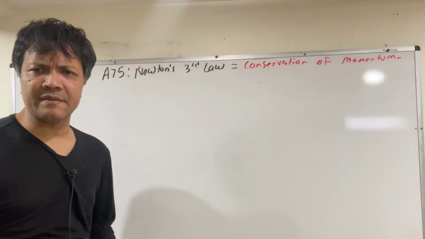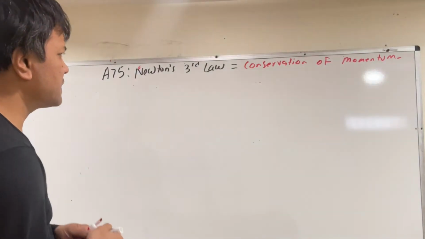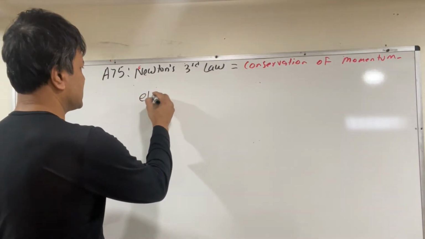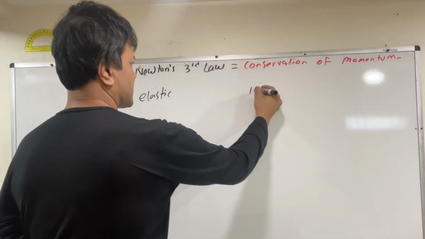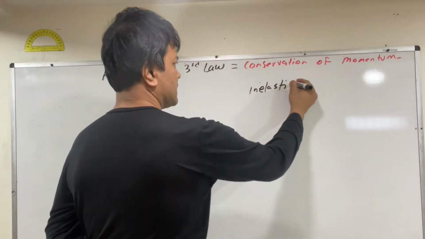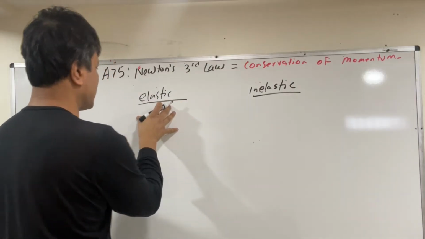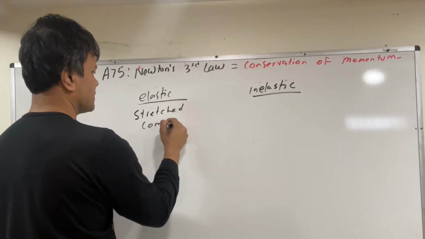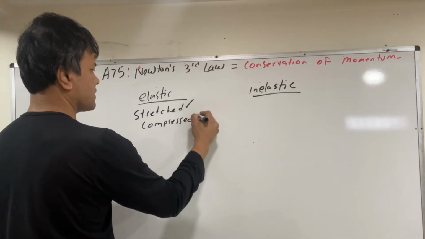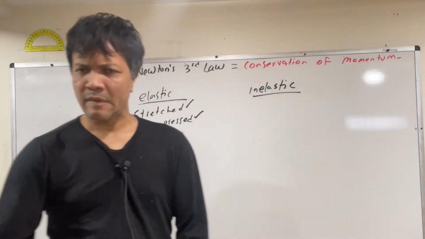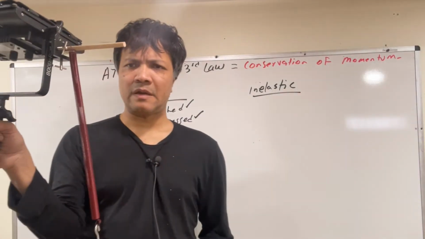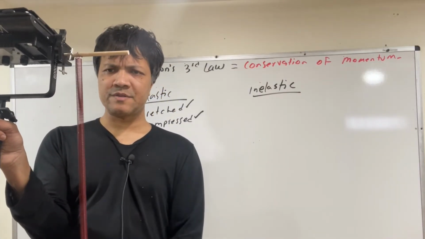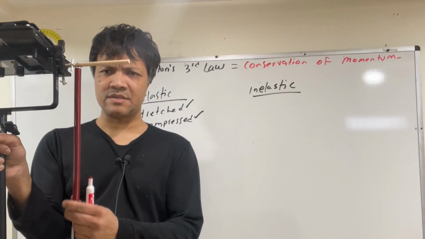So speaking of conservation of momentum, let's first define elastic and inelastic objects, right? In an elastic object, you can stretch, you can compress, right? For example, like this spring. You can stretch it, or you can compress it. Stretch it, compress it. Stretch it, compress it.